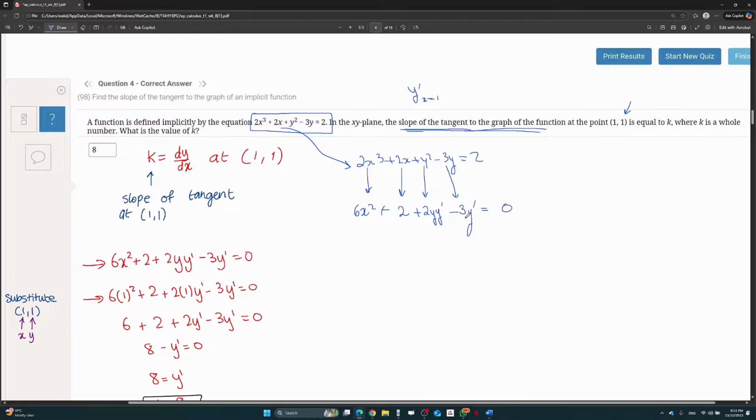So what do we need? We need to find what y prime is equal to. So what do we substitute? x is equal to 1 and y is equal to 1. So let's do it. 6 times 1 plus 2 times 1 y prime minus 3 y prime is equal to 0. 6 plus 2 is 8. So 8 plus 2y prime minus 3y prime is minus y prime is equal to 0. Take y prime to the other side, you're going to get y prime is equal to 8.